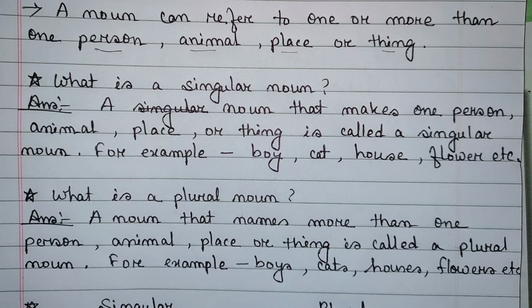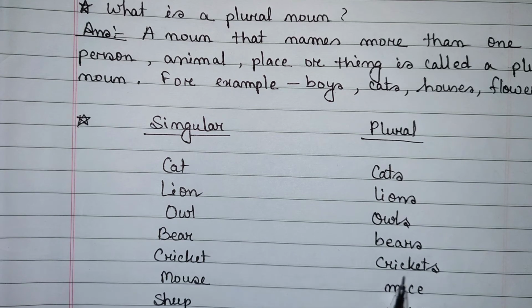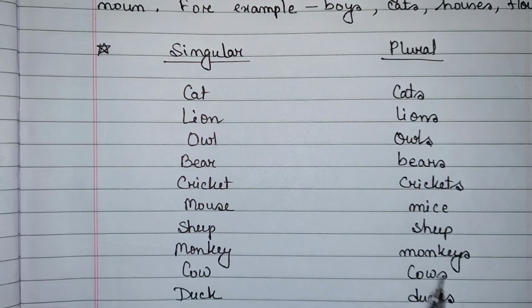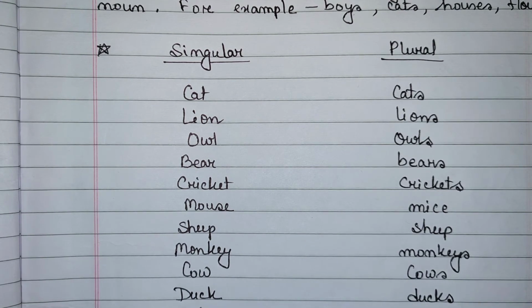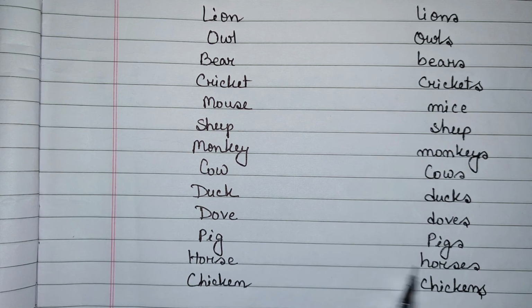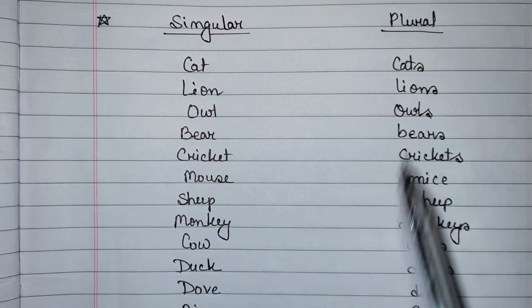Okay. So in this class, we specially discuss singular and plural nouns with animals. Singular, plural. Cat, cats. Lion, lions. Owl, owls. Bear, bears. Cricket, crickets. Mouse, mice. Sheep, sheep. Monkey, monkeys. Cow, cows. Duck, ducks. Dove, doves. Pig, pigs. Horse, horses. Chicken, chickens. So these are all singular forms of nouns, and these are the plural forms of the nouns.